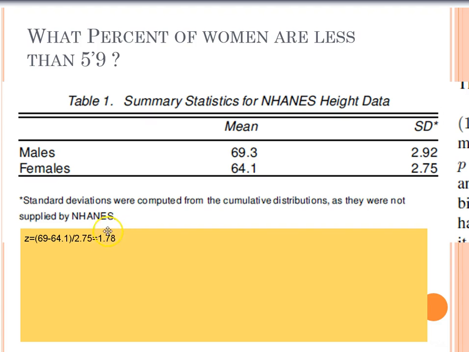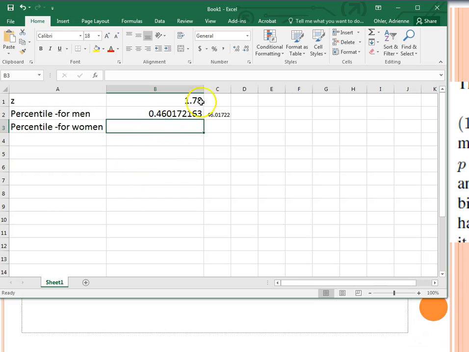So what this number represents is how unusual a woman that's 5'9" is. A woman that's 5'9" is 1.78 standard deviations above average. What we're going to do then is use this number to find our percent of women less than 5'9". The normal distribution can give us everything that's below that observation. So again, we're going to take this formula and plug it into Excel. Now we want to find the percentile for women, and our z-score was 1.78. So we're going to use that in our normal distribution.